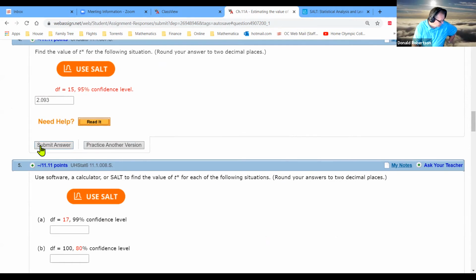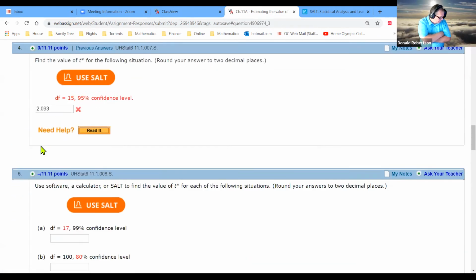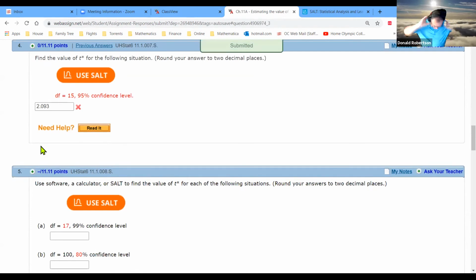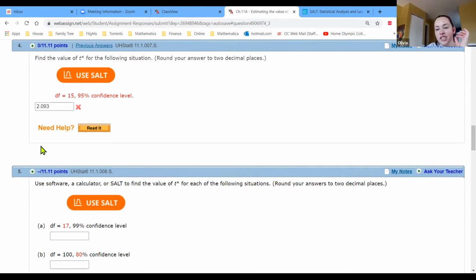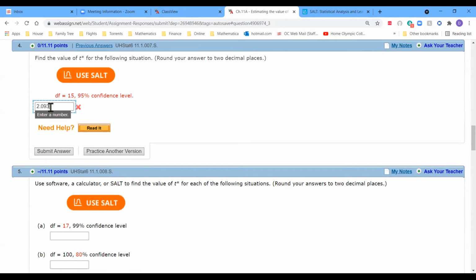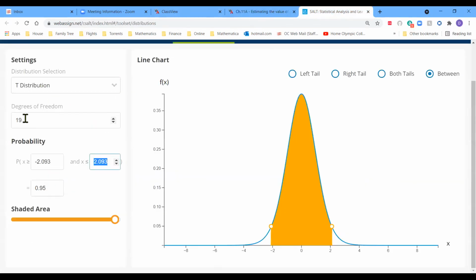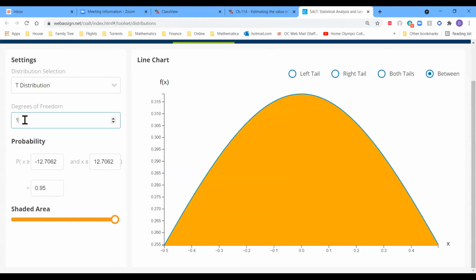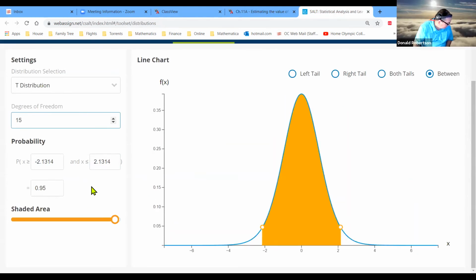Fingers crossed. Go. Oh, I just saw a mistake. That's my mistake. I think it just wants 2 decimal places. Is the DF wrong at all? It's 15. What else might be wrong? Oh, degrees of freedom are 15. I think we said 19 as the t statistic. So I'll put in the 15. And that changes my number.